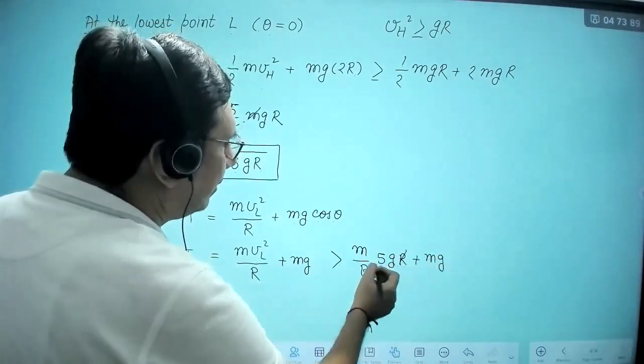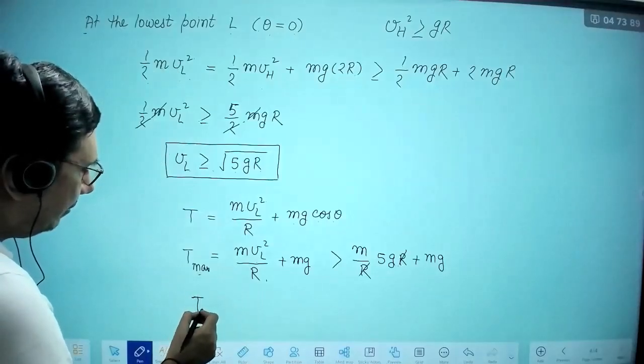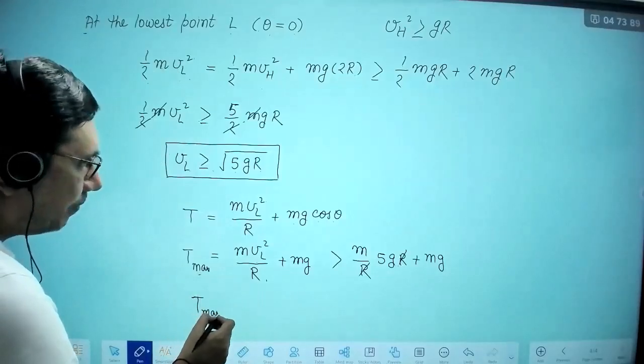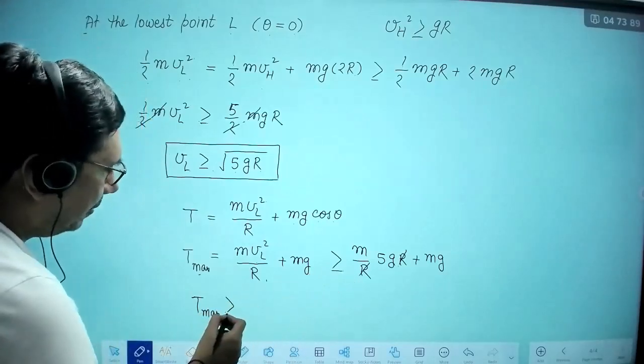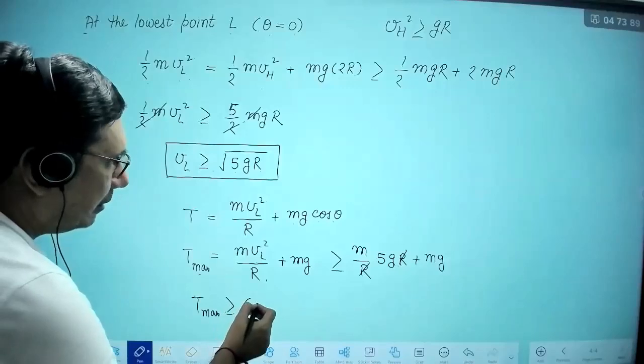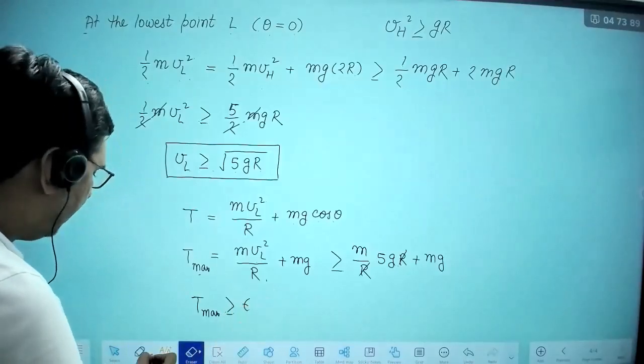So this R will cancel out. So this Tmax here, it should be greater than or equal to 6 mg, not gr. This will be 6 mg.